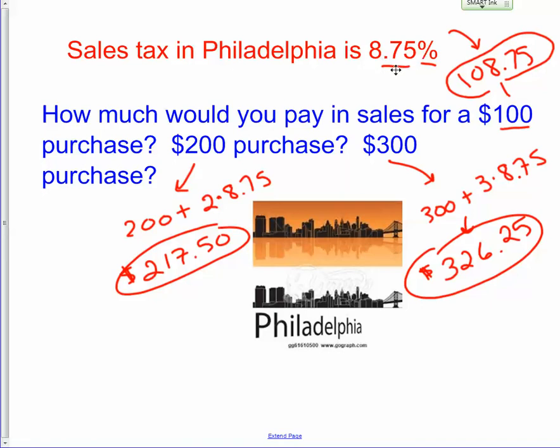in almost all cities. So if I'm going to buy something that costs $100, remember 8.75% means every 8.75 out of 100. So I'd have to pay for $100, $108.75. For $200, I'd have to pay 2 groups of 8.75 plus my $200. And for $300, I'd have to pay 3 groups of my 8.75 plus the 300. So here are those totals, just using your logical reasoning.